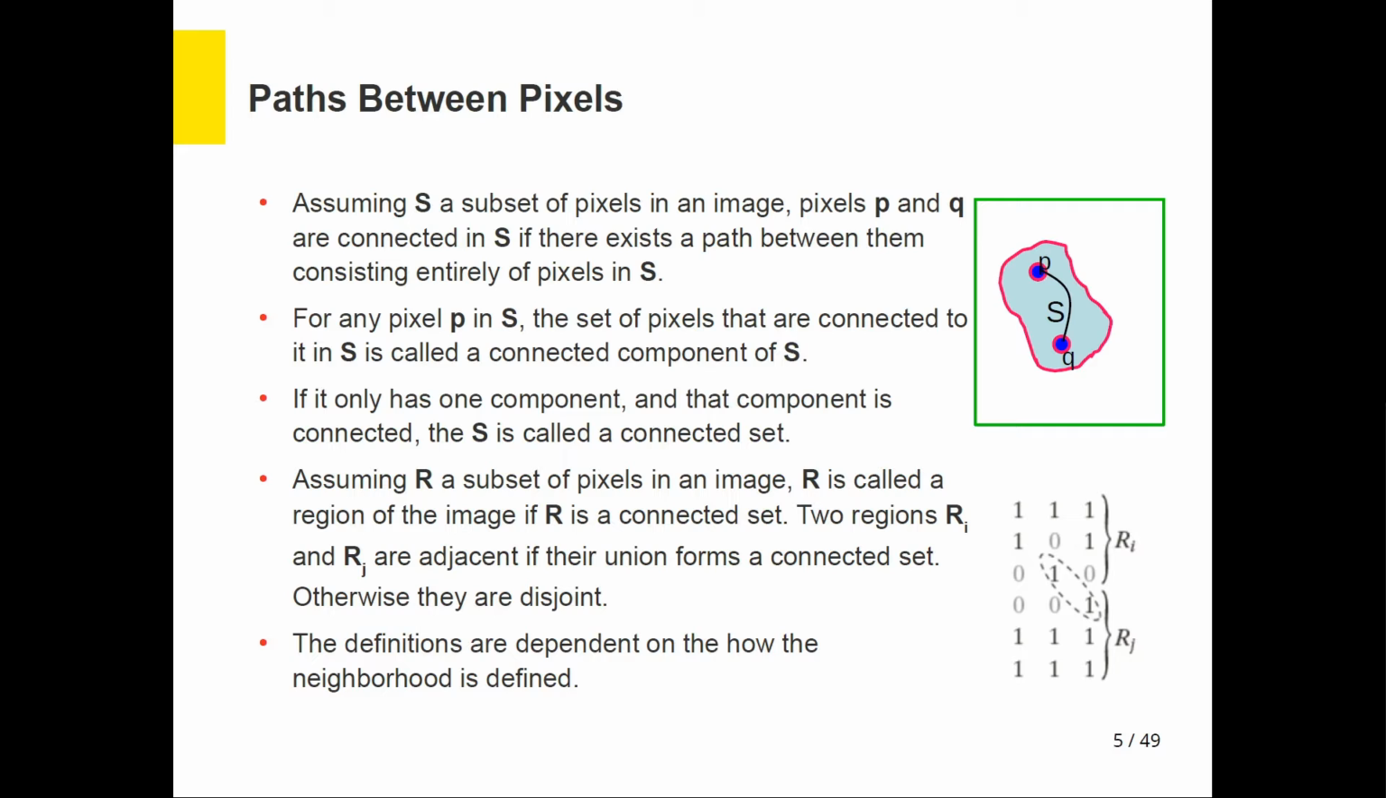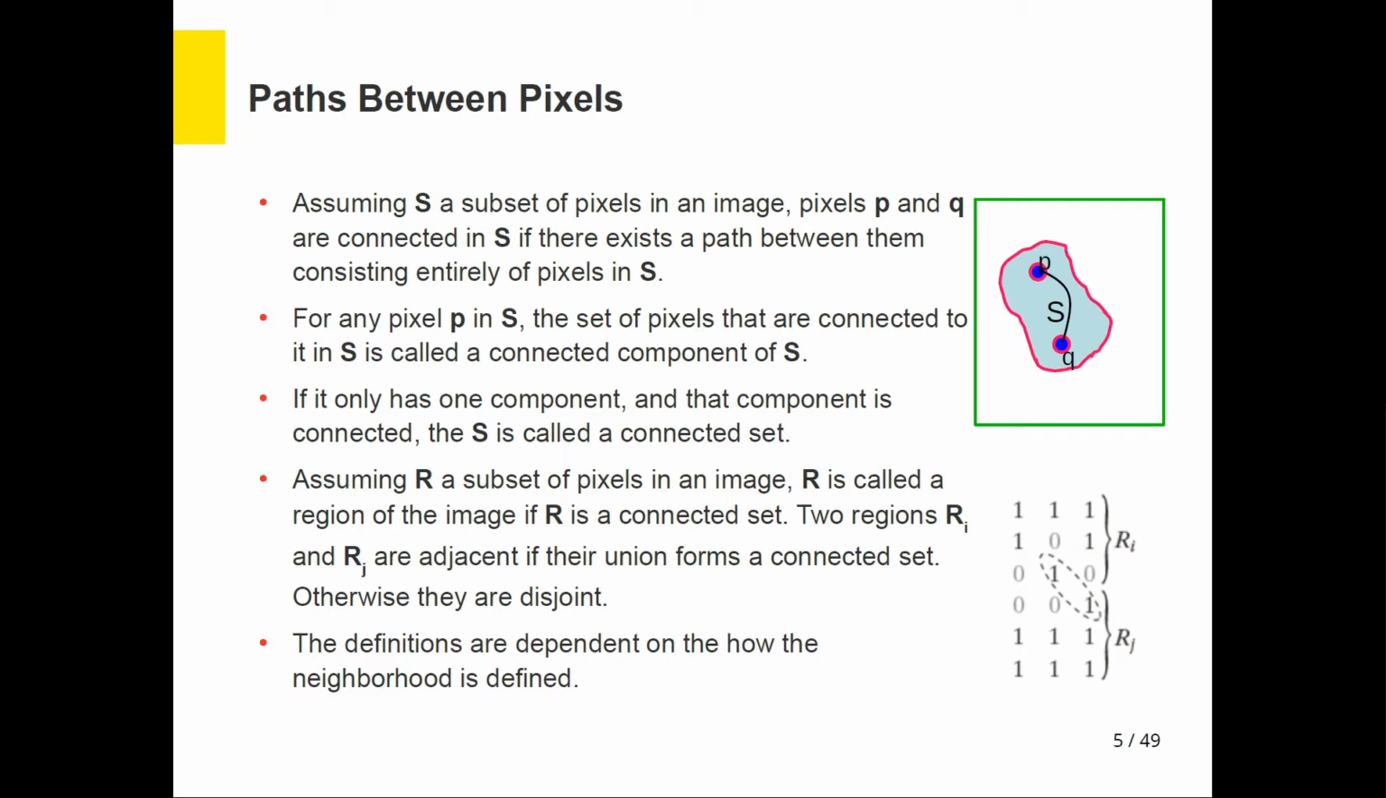So now let's assume R to be a subset of pixels in an image. So R is called a region within the image if it's a connected set. So if we have, let's say, two connected sets or two regions, Ri and Rj, we say that they are adjacent if their union forms a connected set. Otherwise, they are disjoint.